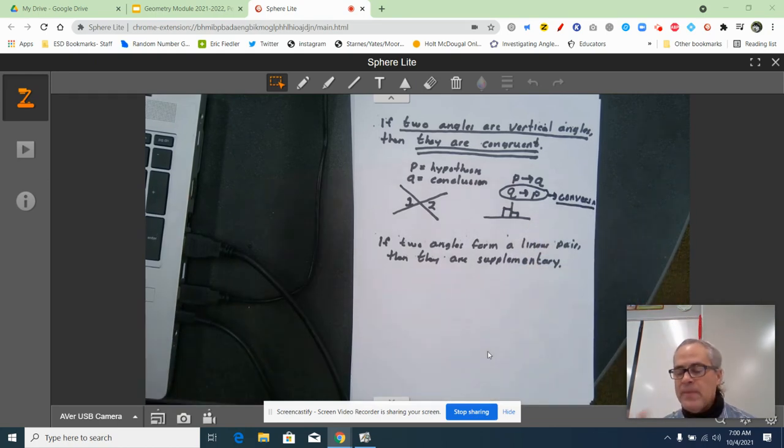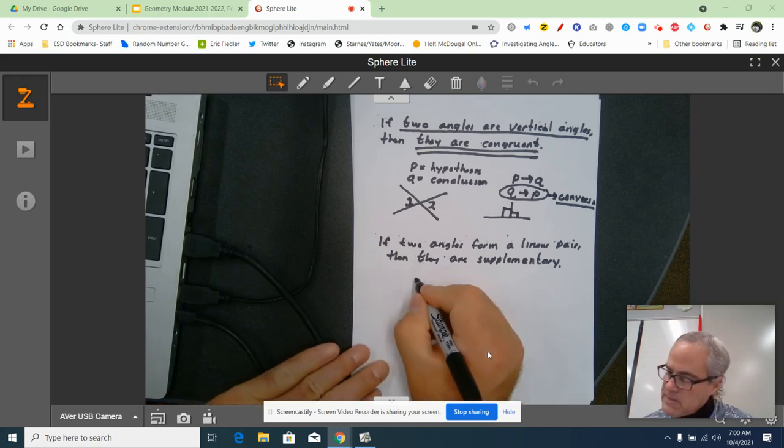There are 4 different types of manipulating conditional statements done in this section. I only need you to know 2: the original conditional statement and the converse. Converse is switching the conclusion and the hypothesis around. Let's look at this next statement. If two angles form a linear pair, then they are supplementary. This is actually a geometric statement we're getting to later on called the linear pair theorem. And I'll talk about what theorems are as we progress through this chapter.